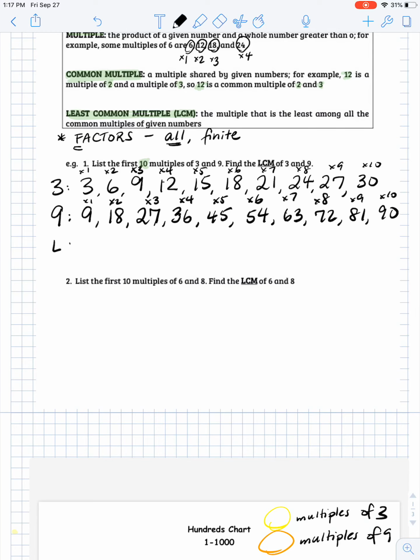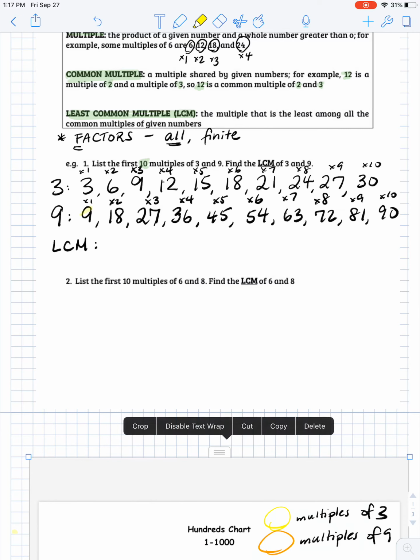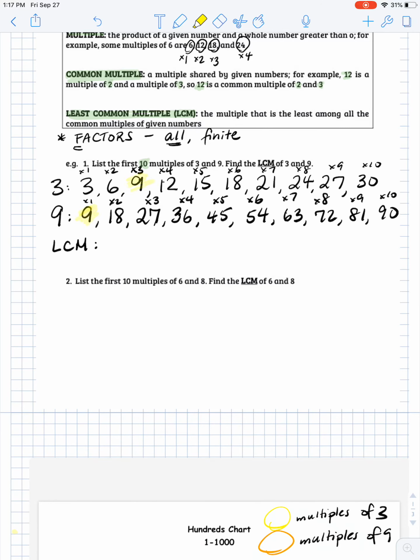So now you can easily see what the least common multiple is of 3 and 9. So remember, it's the multiple that's the lowest multiple that's common between 3 and 9. And I'm going to highlight that out here. We hit it pretty early. The LCM of 3 and 9 is actually 9, because that's the lowest multiple that's in common.